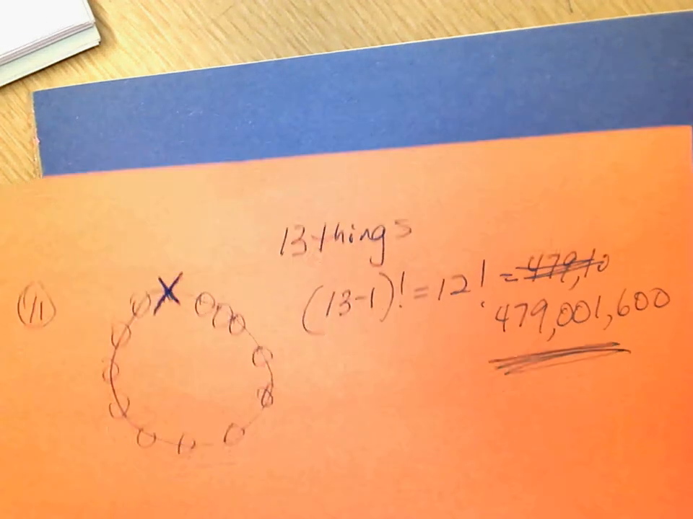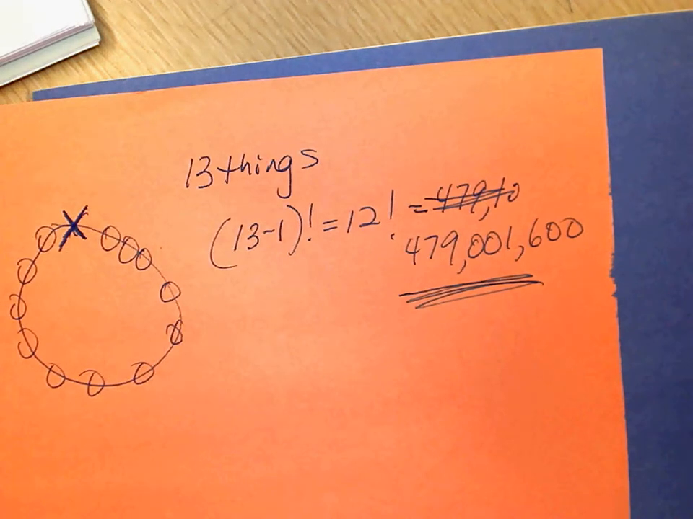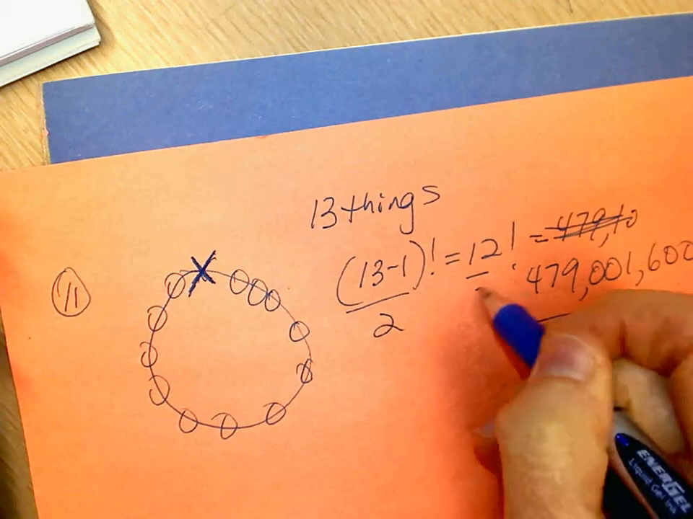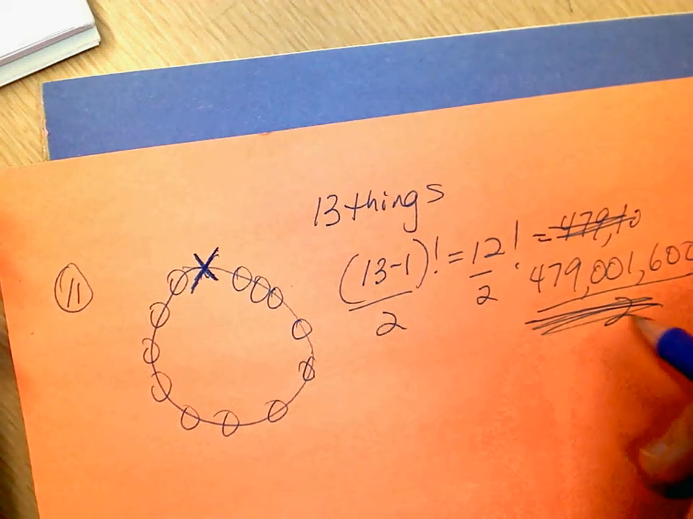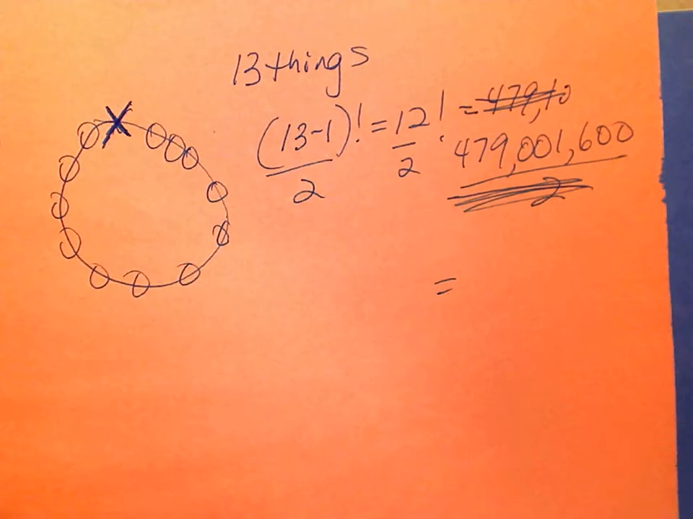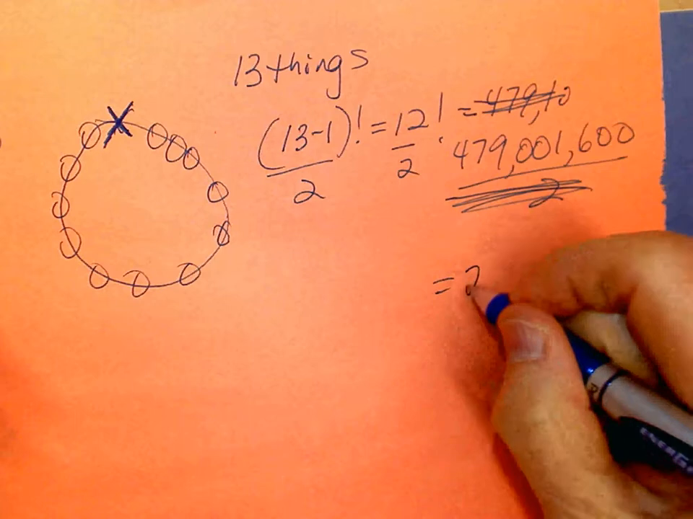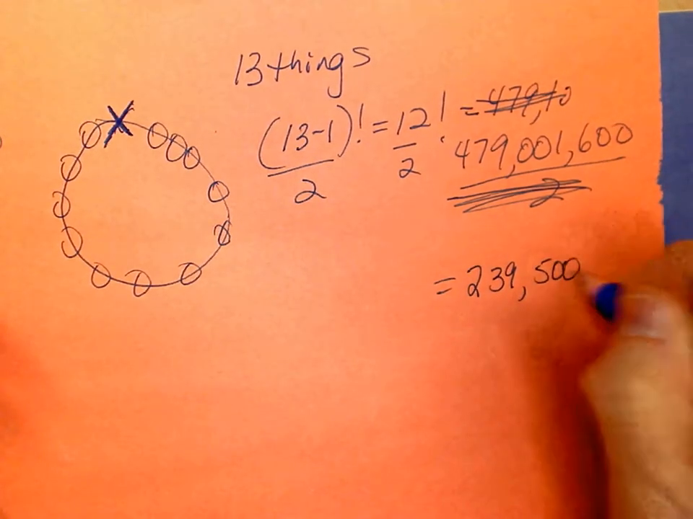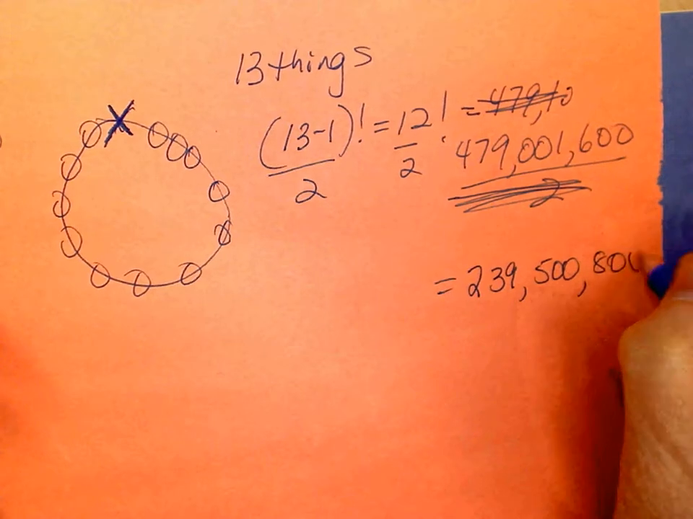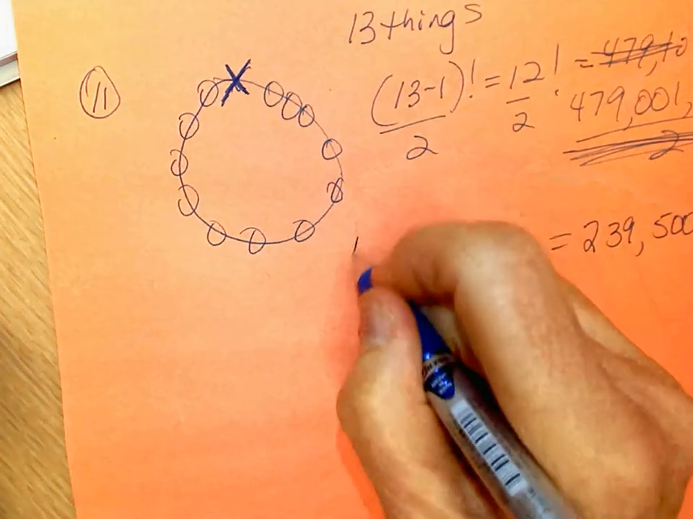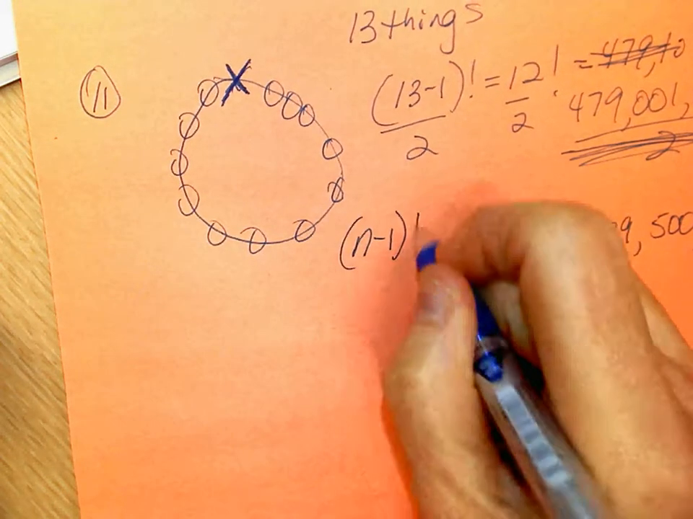Oh, my bad. You're right. Divide it by 2. And I have to divide that by 2. Sorry about that. Thank you for pointing that out. Divided by 2. And we get 239,500,800. You're right, because now we're into something that can be flipped. So we're using this formula here. That's the formula we're using.